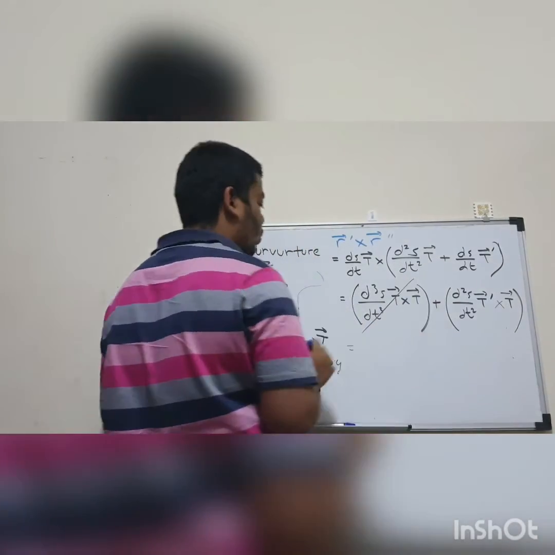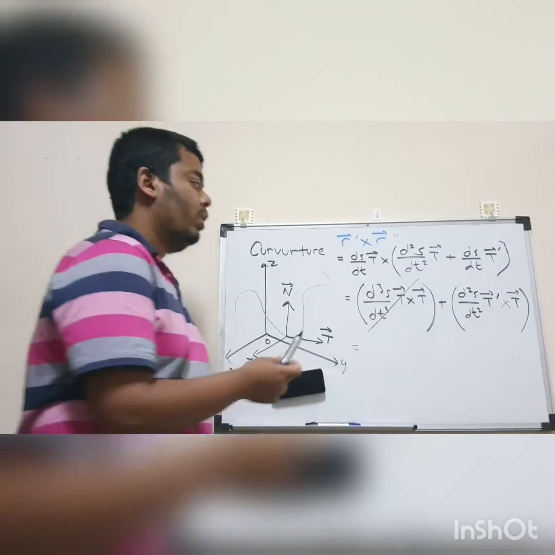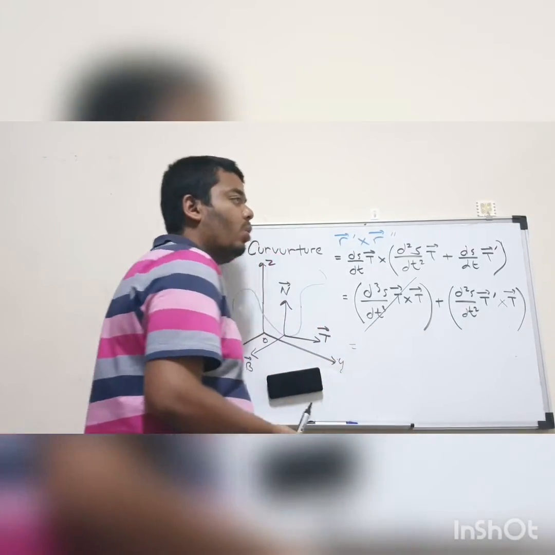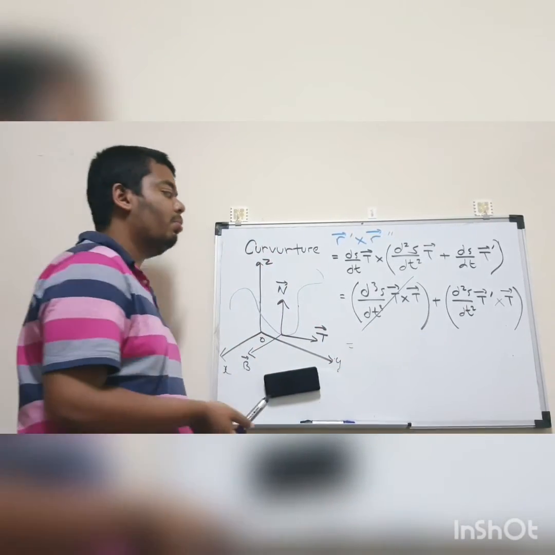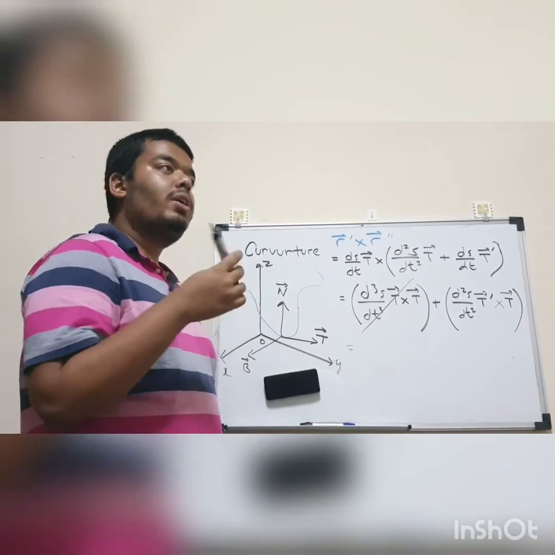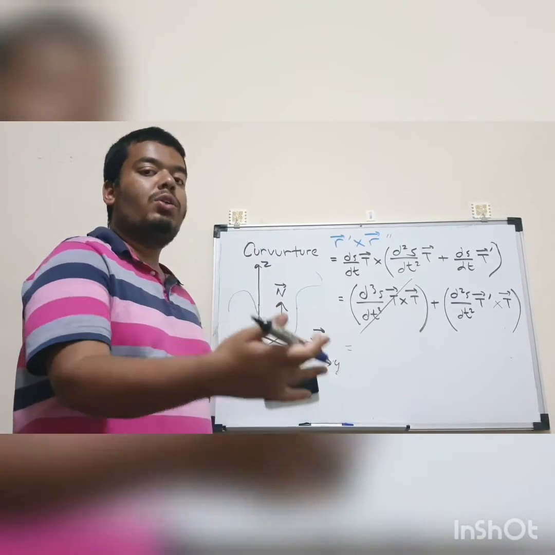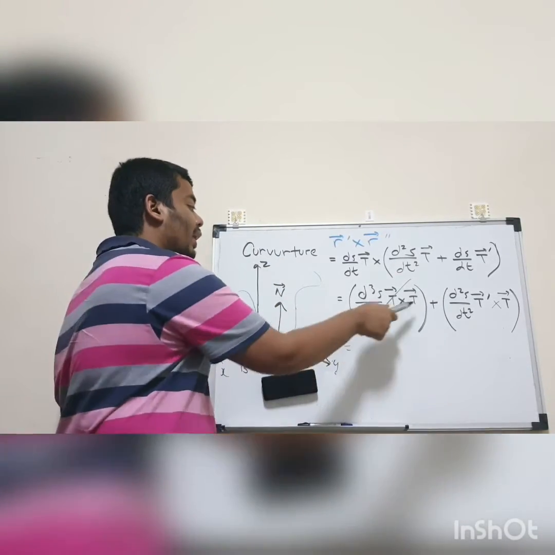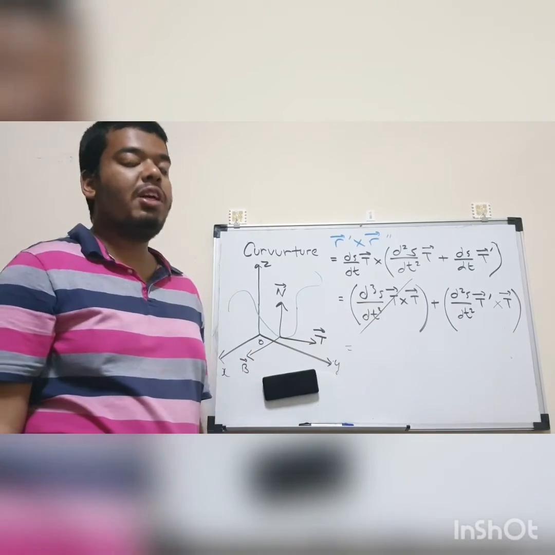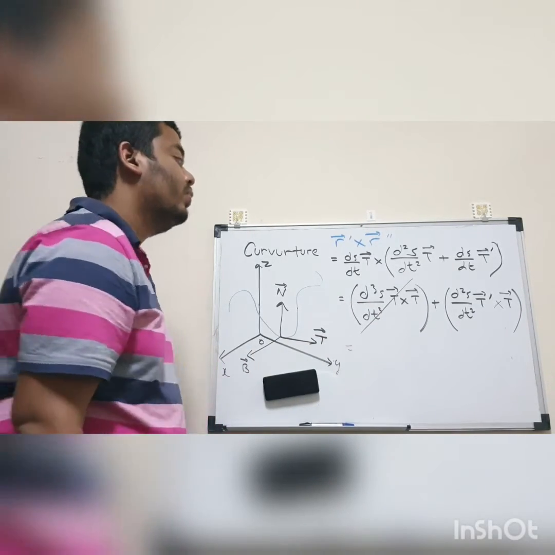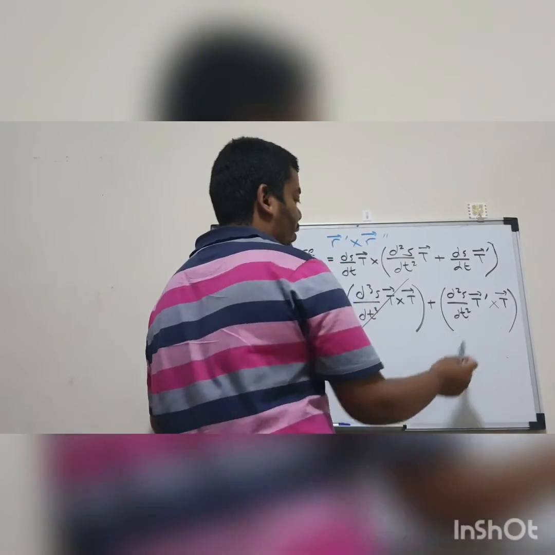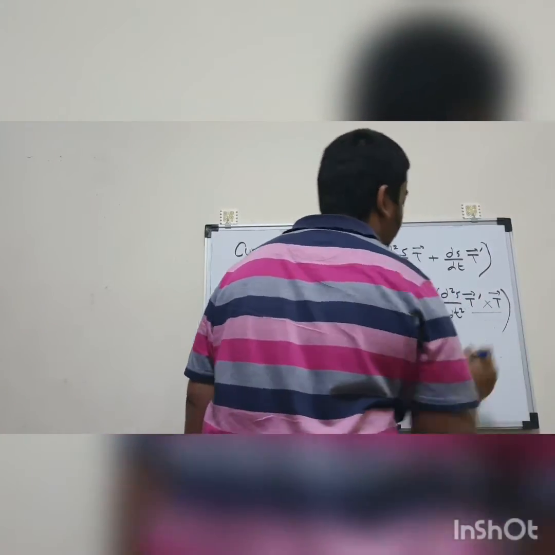This will get cancelled. Why? Because when a vector is doing its own cross product, it's zero, because if you remember, the cross product formula is two magnitudes multiplying into the sine of the angle between them. The sine of the angle between two same vectors is zero. Sine of zero is zero. Now this is one. This part only.